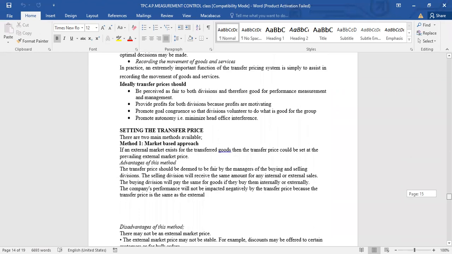Ideally, transfer prices should be as follows. They should be perceived as fair for both me who is selling and you who is buying. They should provide profits for both divisions, because profits are motivating. In my case as the seller, I want a fairly high price. For you as the buyer, you want a fairly low cost. So a transfer price should strike a balance between the two, so that they are all motivated. And then promote goal congruence and promote autonomy.